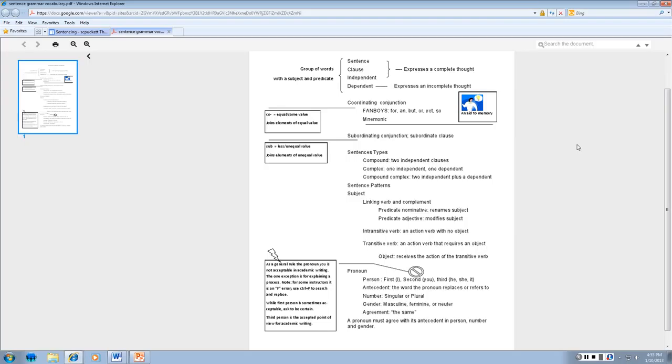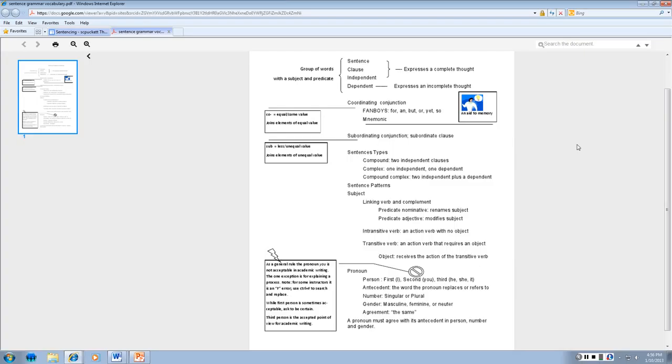Complement with an E means to complete. Complement with an I is what I pay you when you come to class on time. So we have a subject linking a predicate nominative which renames the subject. Mary is my sister. Or a subject linking to a predicate adjective which modifies or alters the subject. Mary is pretty. Pretty tells me something about Mary, describes her.